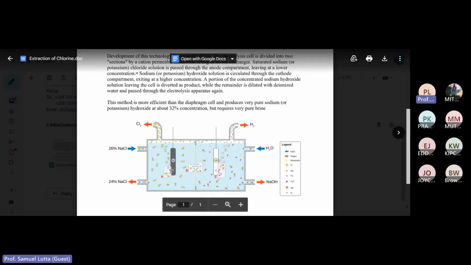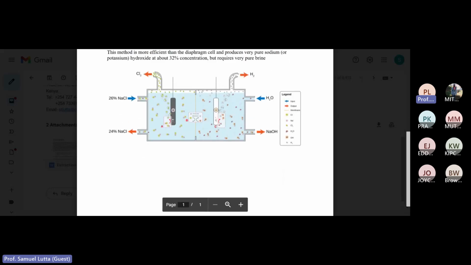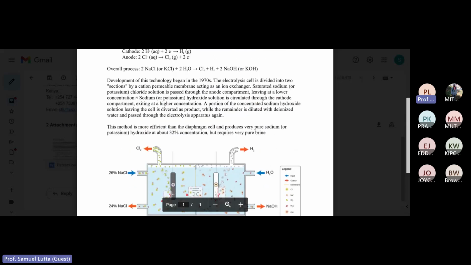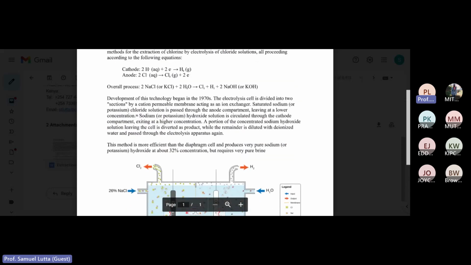Now what you are seeing here is that the solution which is coming out is less concentrated. So you put in a more concentrated solution, you get out a less concentrated solution. The reason for this is that during the process, we are removing the chloride ion, so the concentration of the solution formed will be less. So this is the technique that we normally use to extract chlorine.